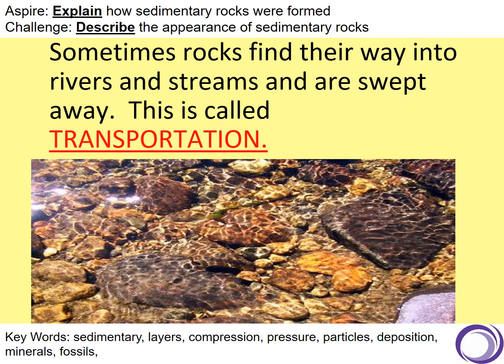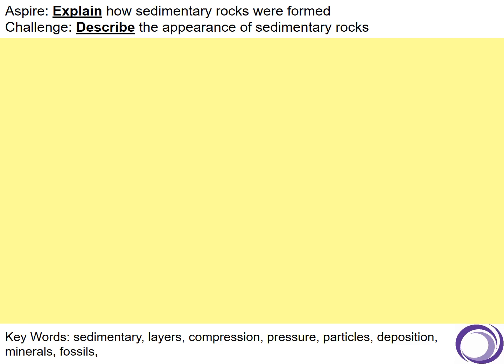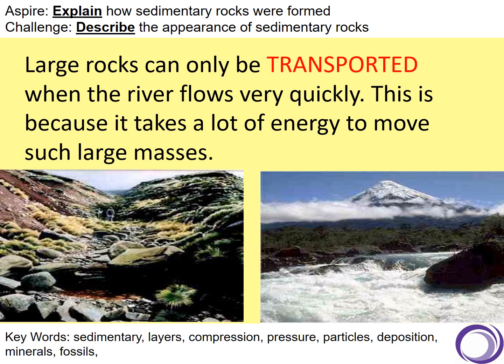Another way that rocks are moved is when they find their ways into places like rivers and streams and are swept away by the movement of the water. This process is called transportation. Large rocks can only be transported when the rivers flow very quickly, because it takes large amounts of energy to move such incredibly large masses, and only fast-flowing water would be able to exert such forces.